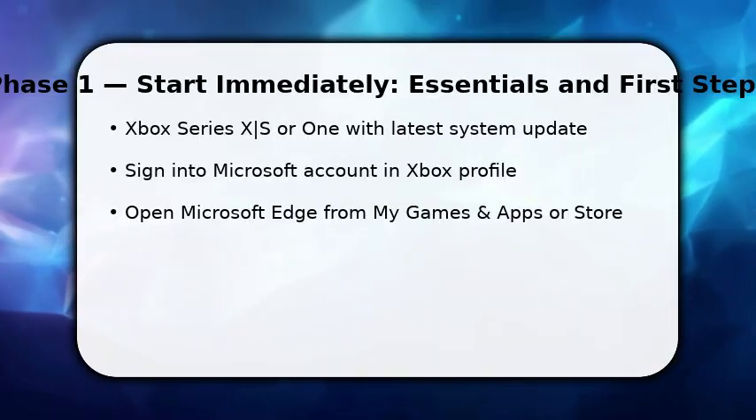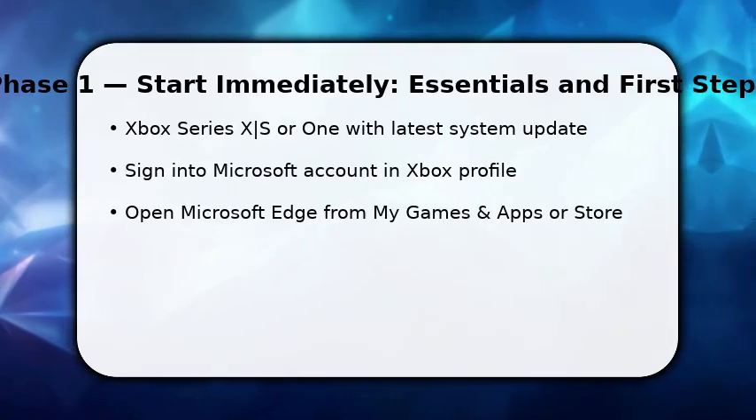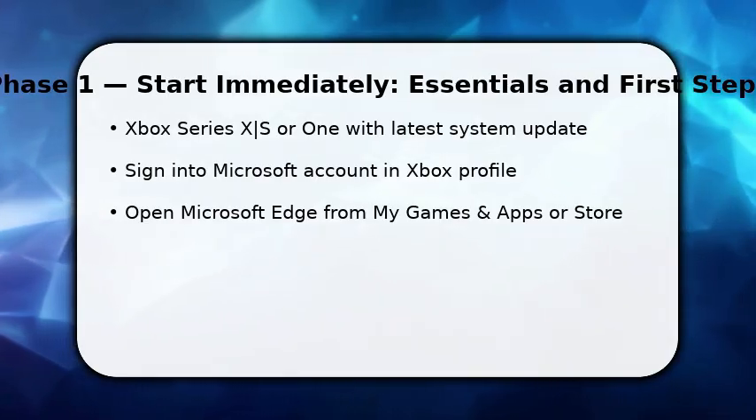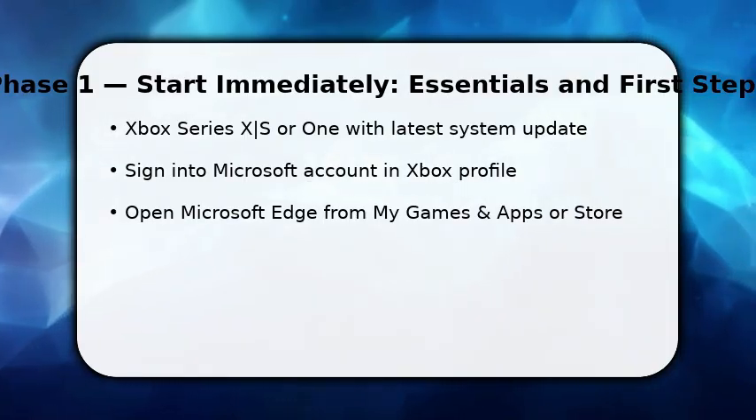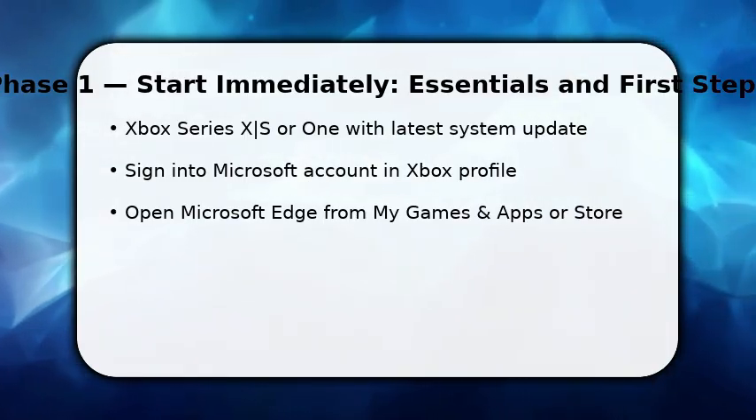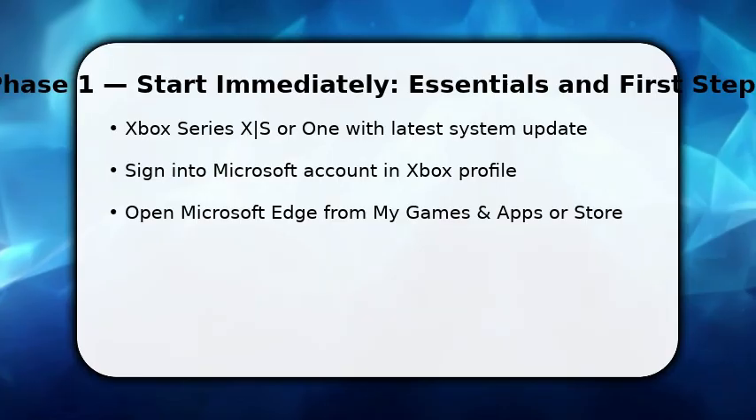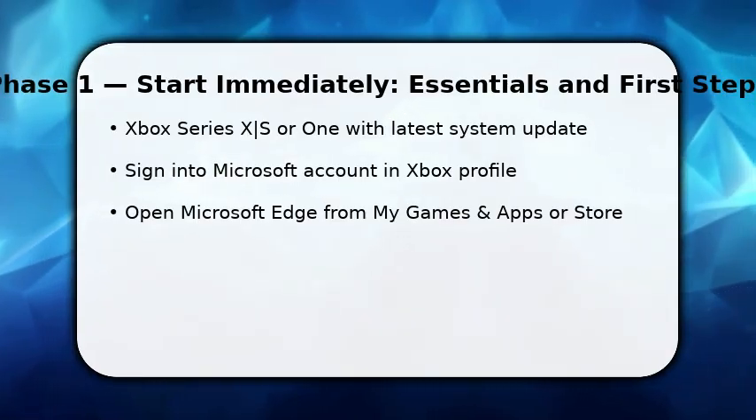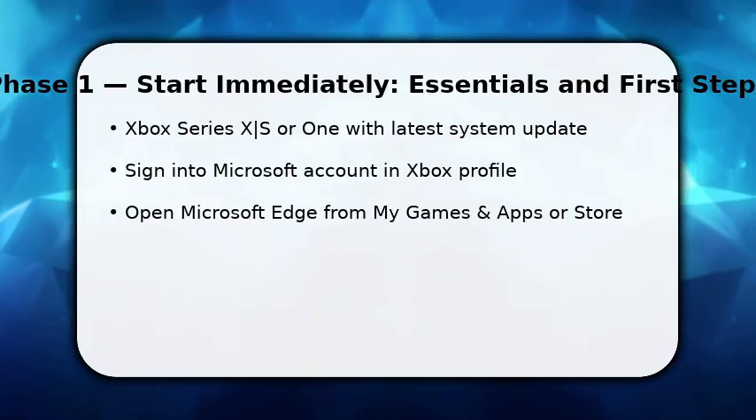You start by confirming essentials. Xbox updated and signed into your Microsoft account. Once done, open Microsoft Edge from My Games and Apps or the store. This gets you a browser session. Make sure Edge has network access and you know the account you'll use for extensions. Otherwise, sign in. You're preparing the environment so extensions can be added smoothly. This avoids permission issues later and speeds the next steps.